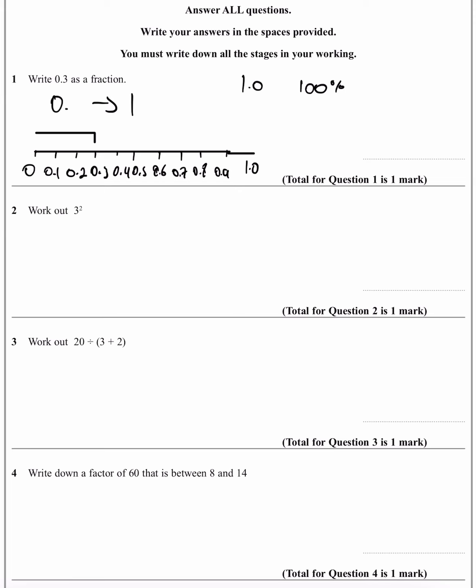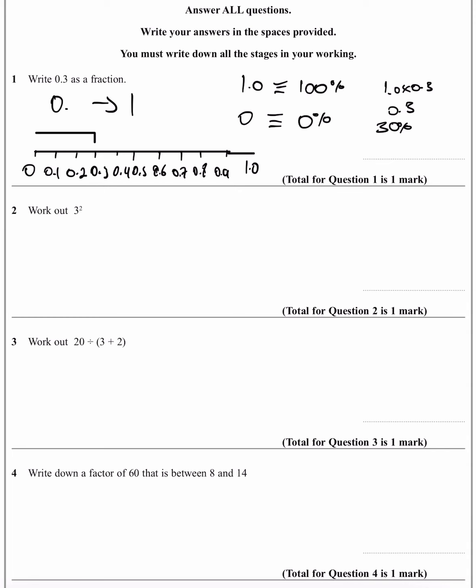Actually, I should probably use the identical sign. And so if we have 1.0 identical to 100% and 0 is the same as 0%, we simply multiply 0.3 by 100%, which would be 30%. Now, obviously, that's not what the question is about. It's about a fraction, but I just wanted to explain a little bit about percentages.